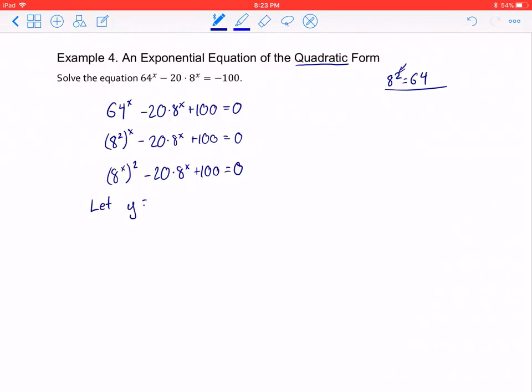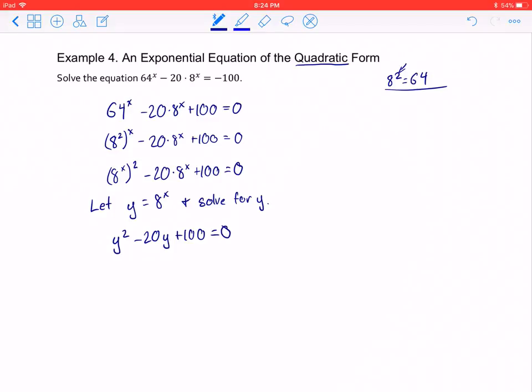So let y equal 8 to the x. I just chose y as another variable. I'm going to solve for this new variable, because I can easily solve this expression. Let's see what happens when I substitute. Wherever I see 8 to the x, I'm going to write y, so I get y squared minus 20 times y plus 100 equals 0. This is exactly a quadratic function in terms of y. I can solve this like I would any other quadratic function.